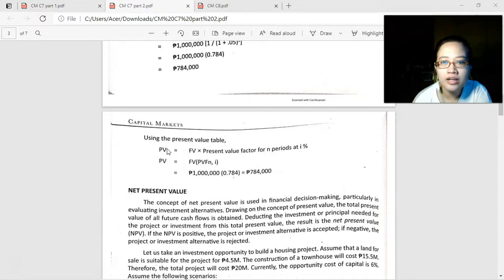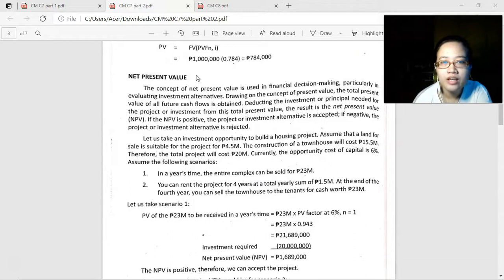Okay? Kapag ginamit yung present value table, edi tingnan mo lang naman. Pero same na value lang naman din makukuha mo. Ayan, 784,000. Yung net present value na tinatawag, ito naman ay kapag every year may natatanggap.